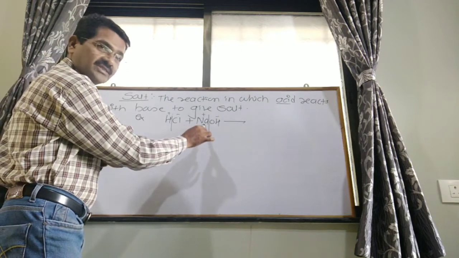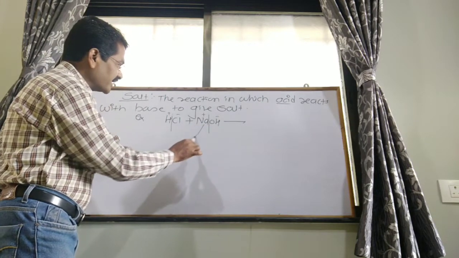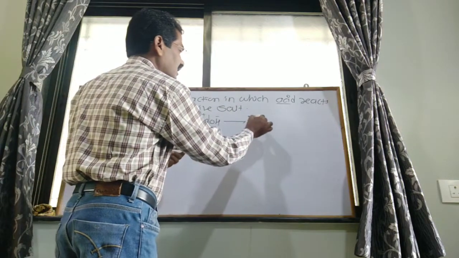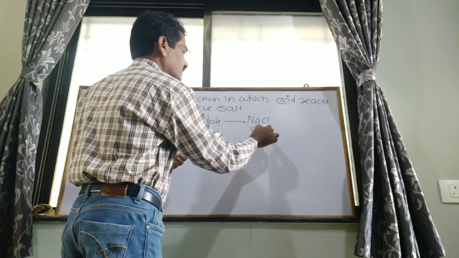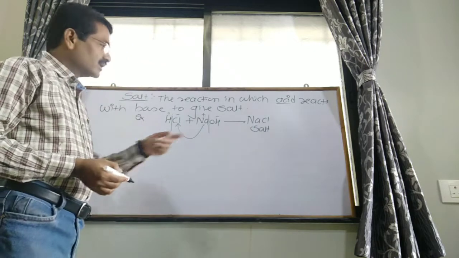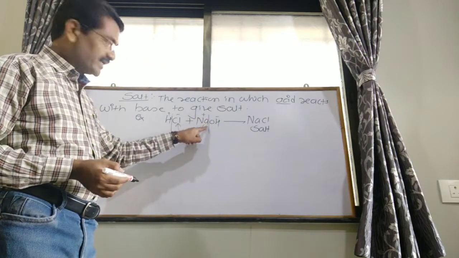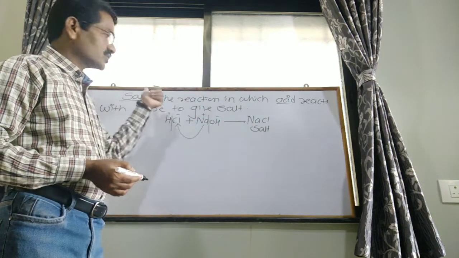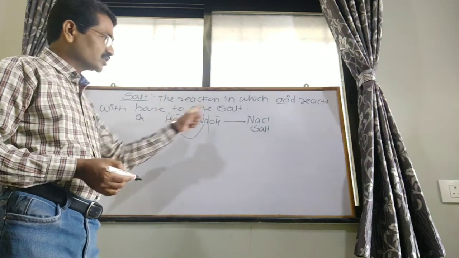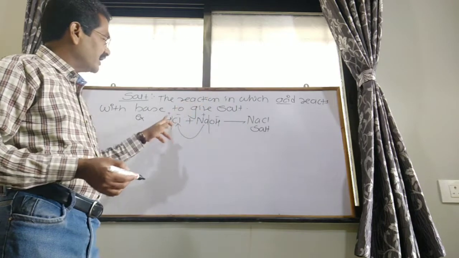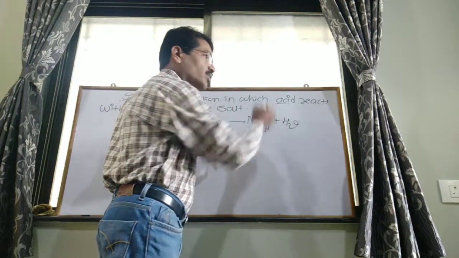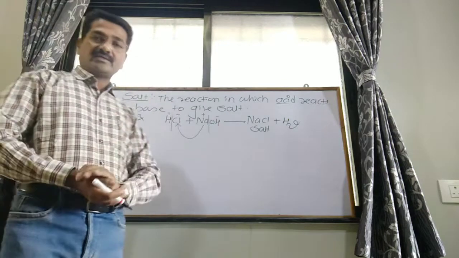These cations of the base can react with anions of the acid to form NaCl, called salt. These cation of the base and anion of the acid combine together to form the salt. Acid and base react with each other to form the salt, and the remaining H plus and OH minus combine to produce water. So this is the salt.